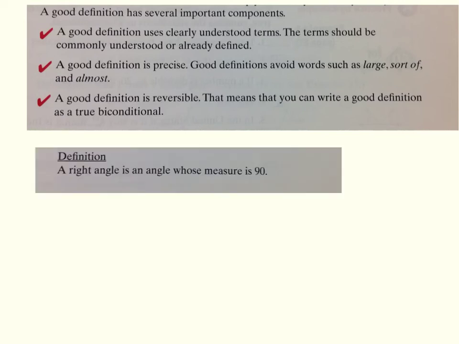Let's try to decide if this definition of a right angle is a good definition. Again, if we can write it as a biconditional, then it's a good definition, if it is reversible. First, see if you can change this into an if-then statement. A right angle is an angle whose measure is 90. Try to write that as a conditional.